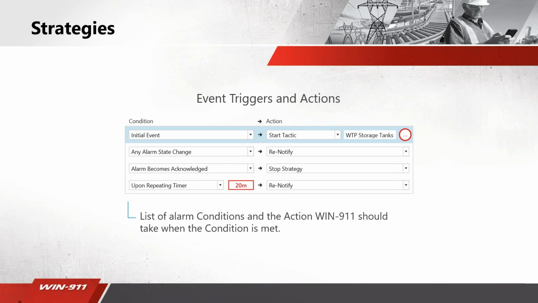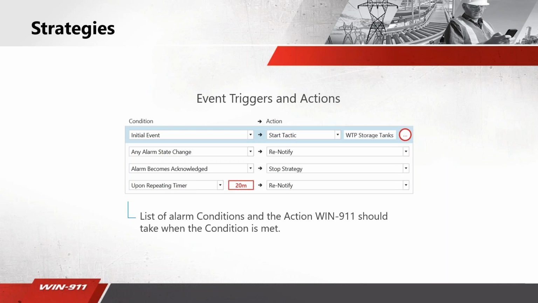Or the other popular choice there would be alarm becomes terminal or normalized, which means it's inactive and acknowledged. And obviously, I don't want to send any more alarms or notifications at that point. There are other options in here. Another one could be upon repeating timer. If I maybe want to send a notification every 20 minutes or 30 minutes or every hour, I can do a re-notify there, or I could start a different tactic.